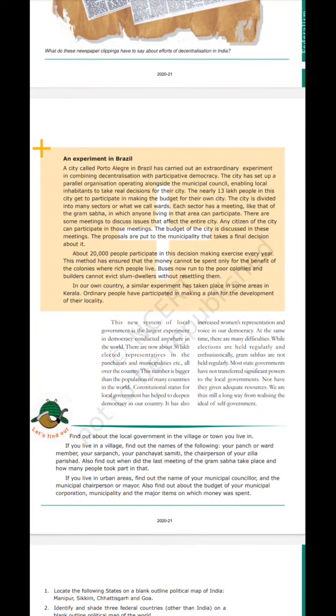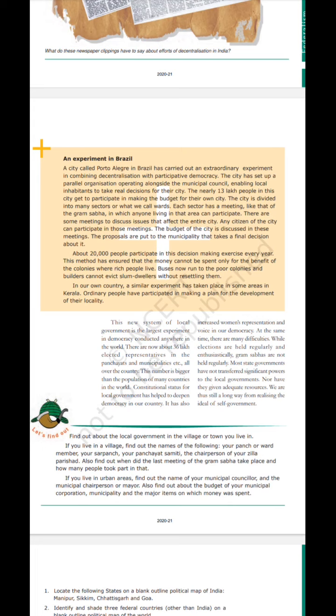An experiment in Brazil. A city called Porto Alegre in Brazil has carried out an extraordinary experiment in combining decentralization with participative democracy. The city has set up a parallel organization operating alongside the municipal council, enabling local inhabitants to take real decisions for their city. The nearly 13 lakh people in this city get to participate in making the budget for their own city. The city is divided into many sectors or what we call wards. Each sector has a meeting like that of the Gram Sabha in which anyone living in that area can participate.